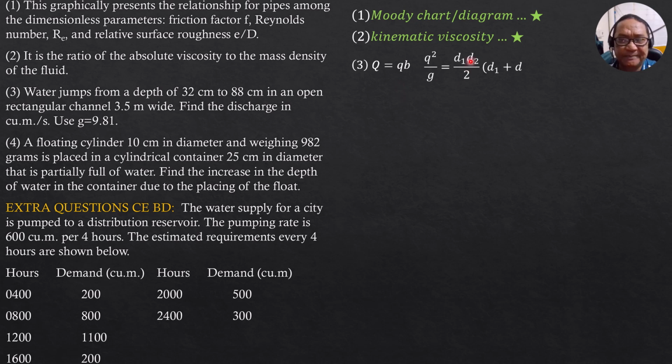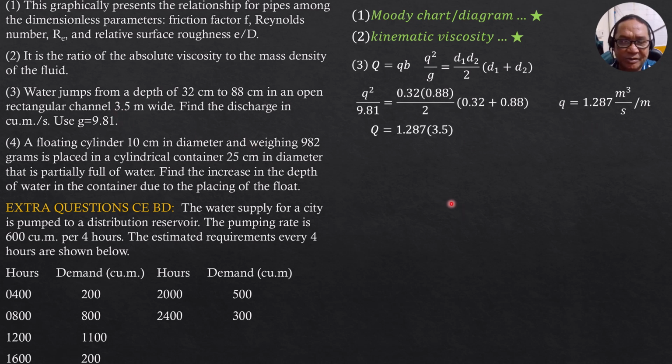So since depths 1 and 2 are known, substitute: q square over 9.81 equals 0.32 times 0.88 over 2 quantity 0.32 plus 0.88. Solving for small q, it is equal to 1.287 cubic meters per second per meter width of channel. Then the discharge capital Q is obtained by multiplying it by 3.5. So 1.287 times 3.5, you'll get 4.505 cubic meters per second.